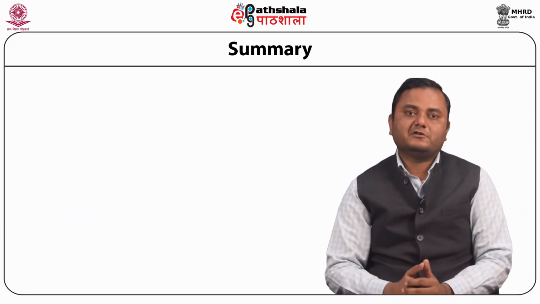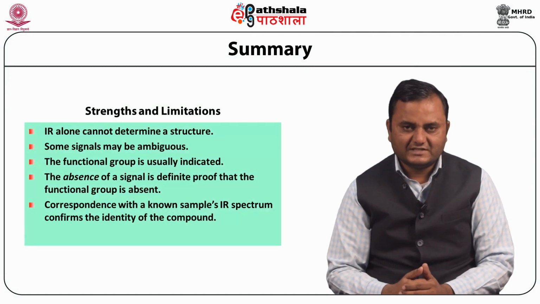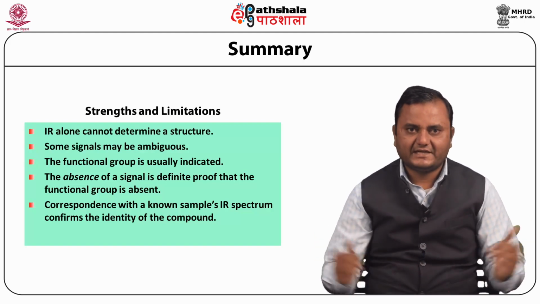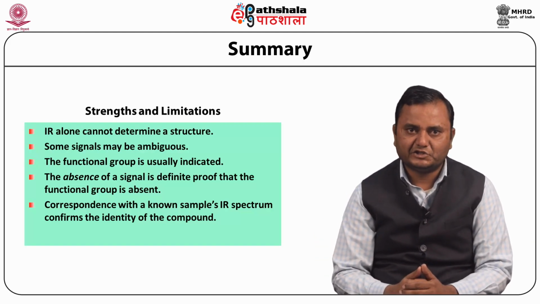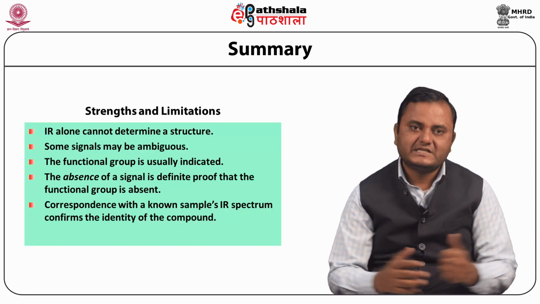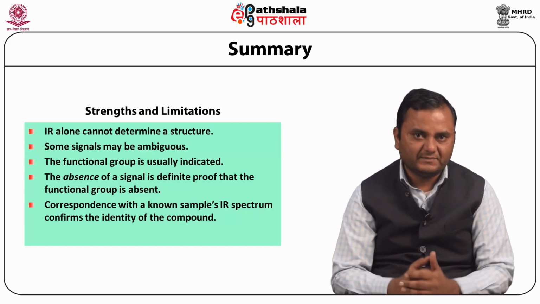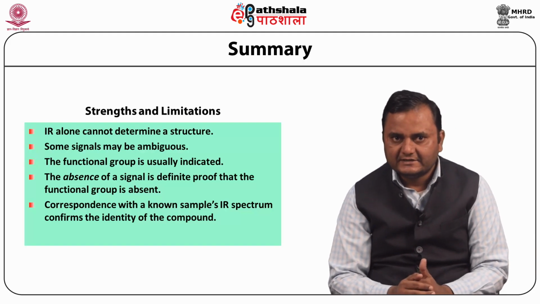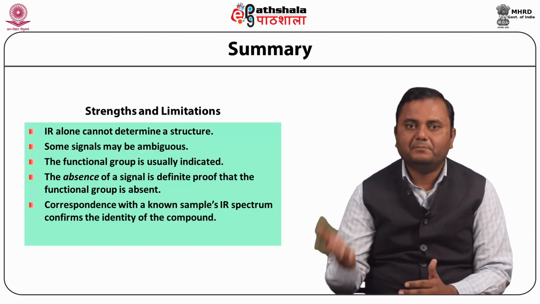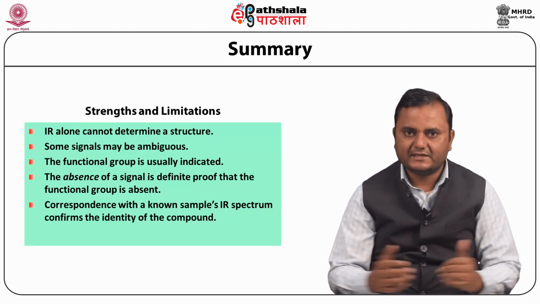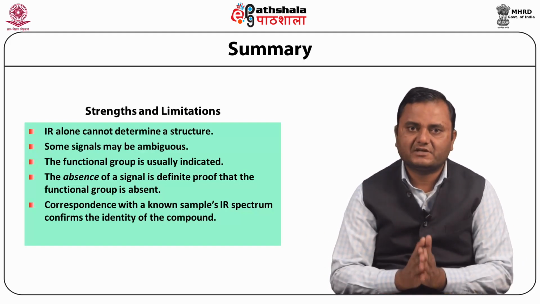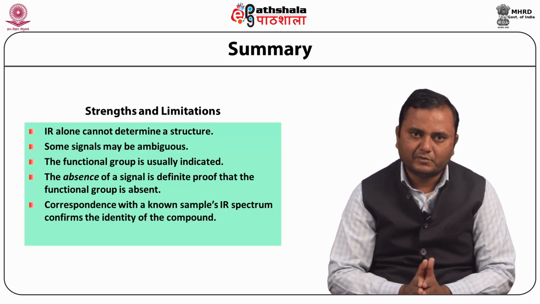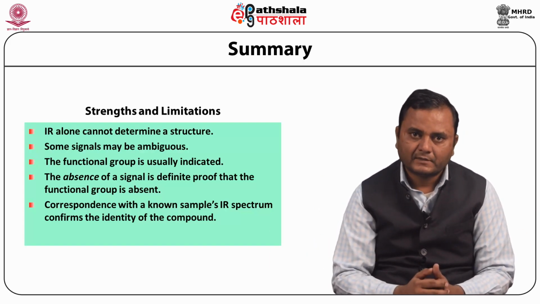Now we talk about the strengths and limitations of this technique. Although this is a very widely used technique, of course every technique has limitations. In the first limitation, IR alone cannot determine the structure; for that you must have other supporting data. Second, some signals may be ambiguous. Sometimes you may get a signal because of other things, so you have to be very careful whether the signal is due to the component or to something else.